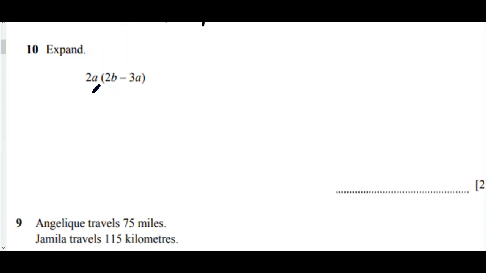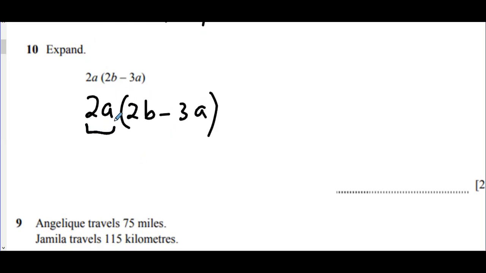Simply, we do, this is 2A, like so. Then you have 2B minus 3A. So how do we remove the brackets? This outside number, 2A, multiplies every single number inside the brackets. And this is how we do. So you do 2A times 2B. What is 2A times 2B, students?